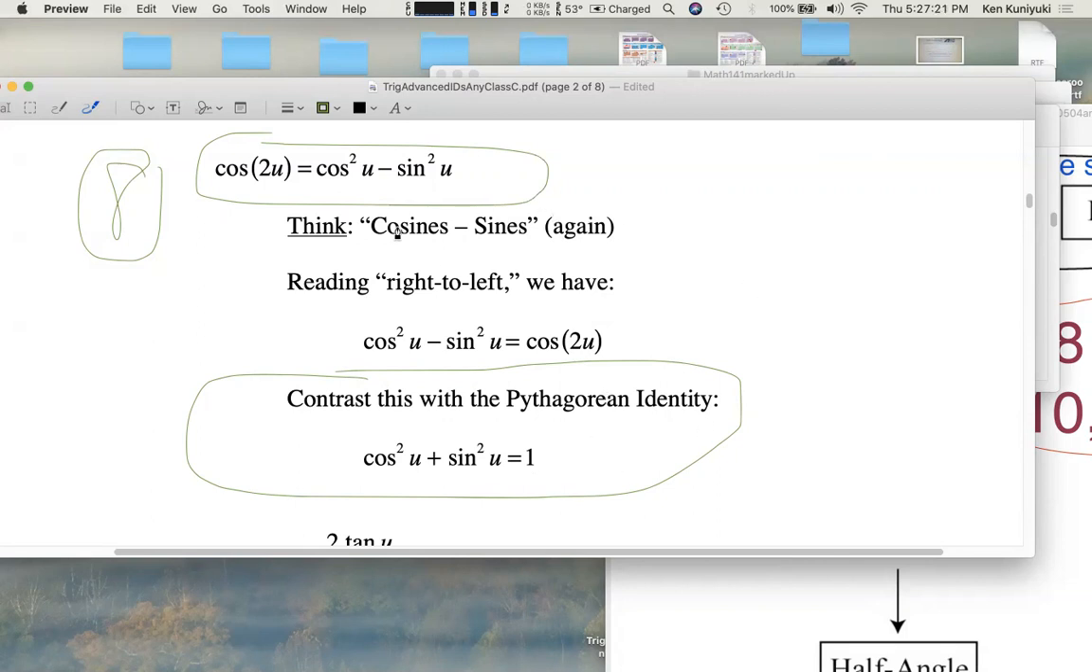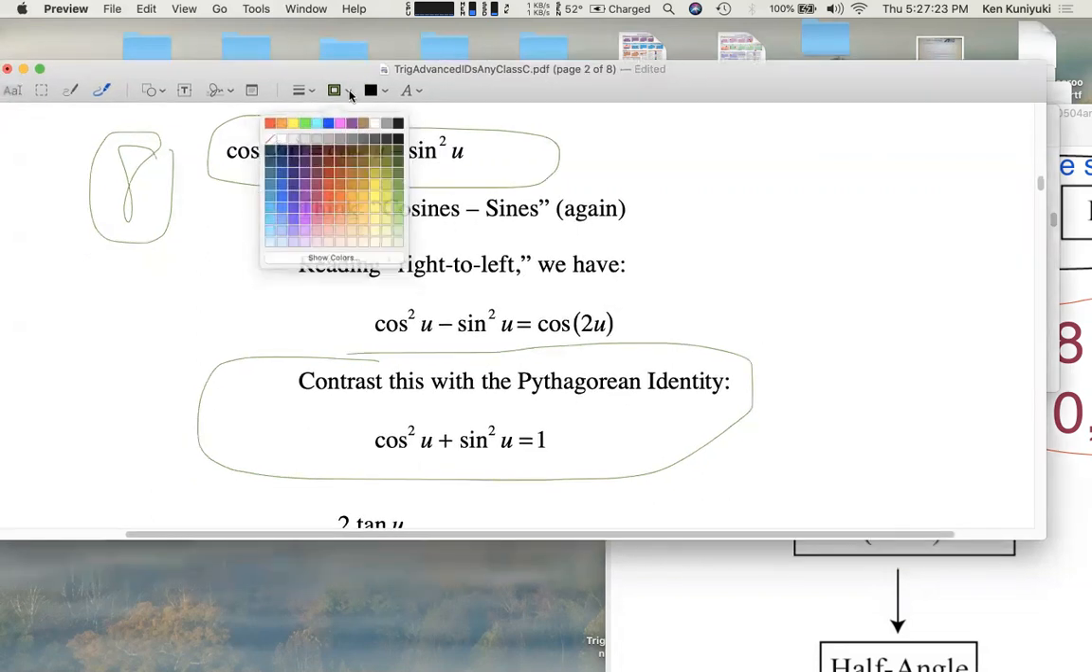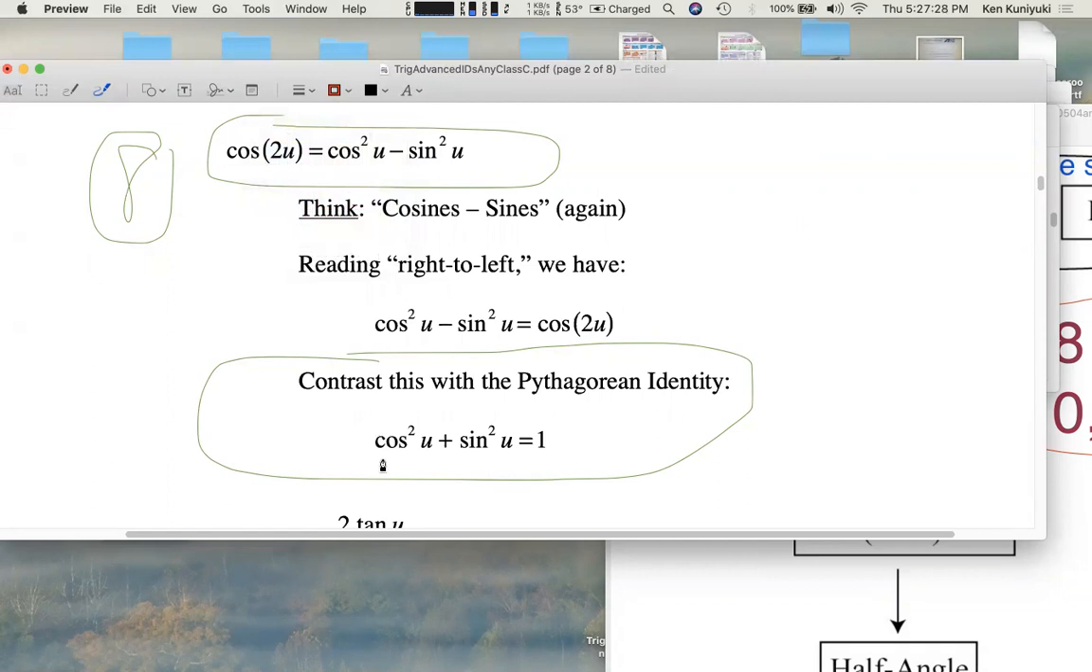And also, notice this, and this is something that confuses students. This may well confuse you on the homework. Remember that down here, cosine squared u plus sine squared u equals 1. But cosine squared u minus sine squared of u is not 1. It's cosine of 2u. So the difference in the signs, plus versus minus, makes all the difference. This is 1. This up here is cosine of 2u. Flipping the sign changes you from this to this.